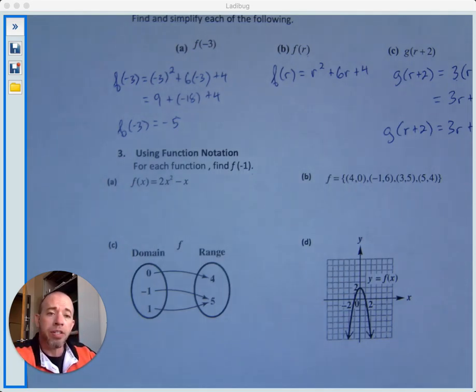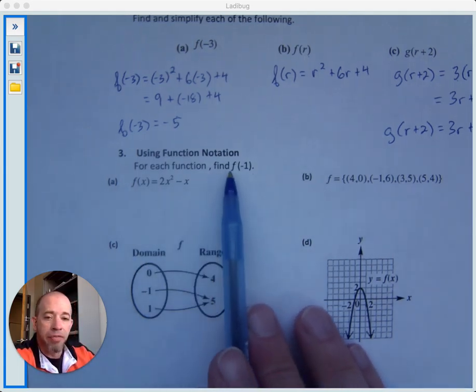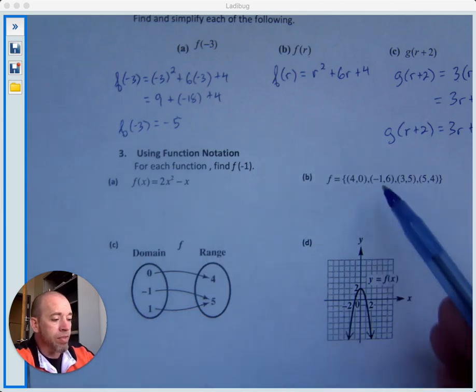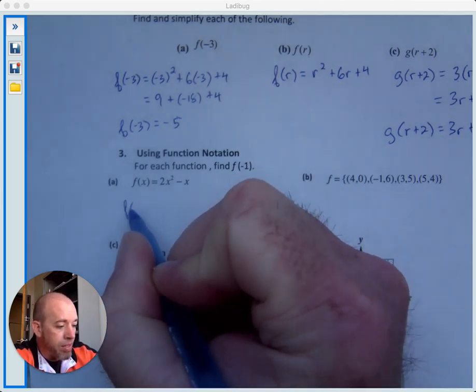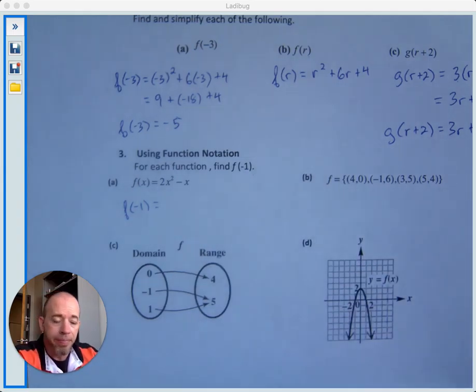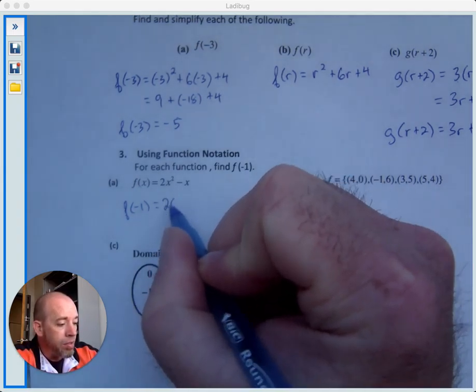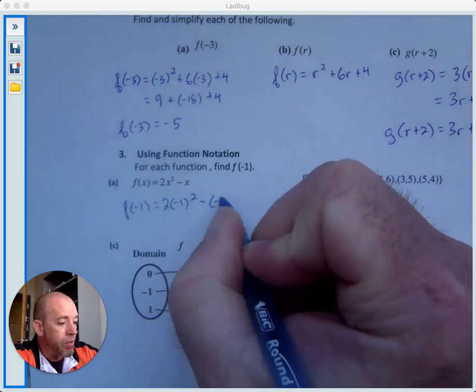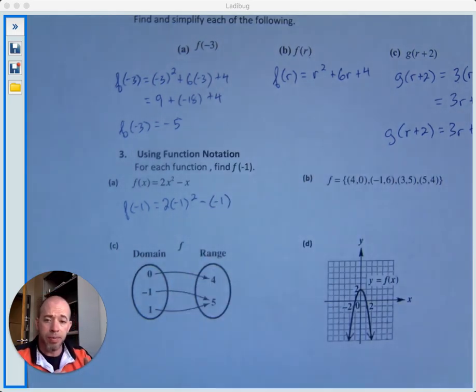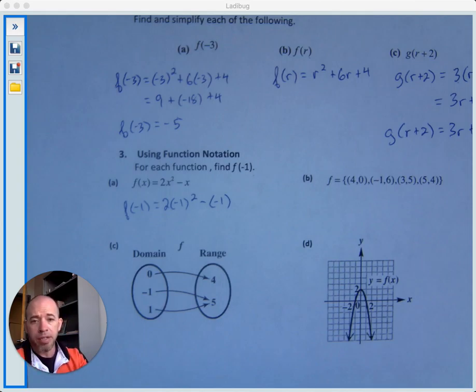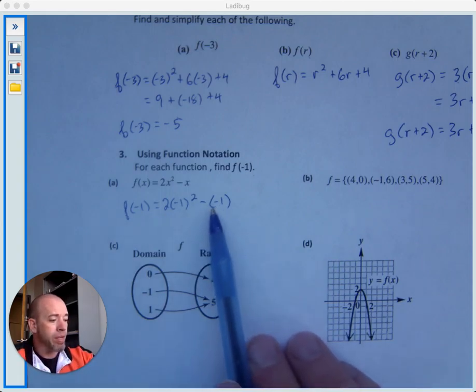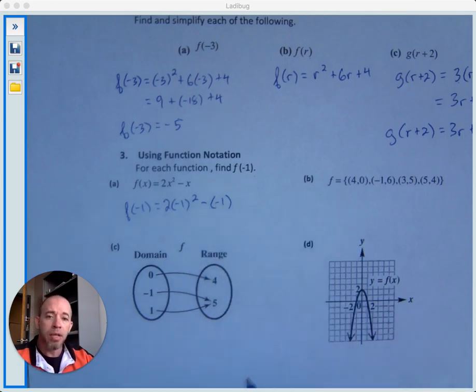Now we can evaluate functions regardless of what form it's in. If it's an equation, we're asked to find f of negative 1 for each of these. So that's maybe the easiest one because we can plug and chug, right? Plug in negative 1 for x. 2 times negative 1 squared minus a negative 1. Anytime it's a negative, and I purposely gave examples with negatives here, make sure you put it in parentheses. That way you won't have errors with squaring or errors like we might have here if we forget to do minus a negative. So don't forget your negatives.